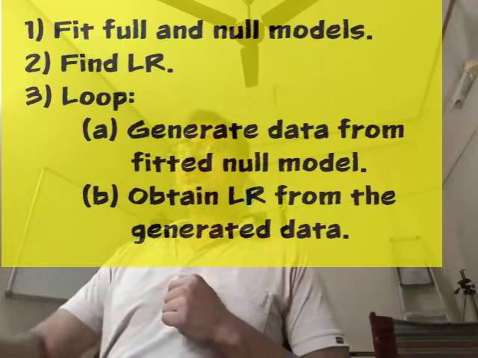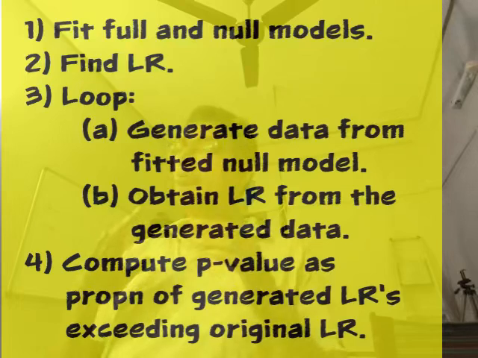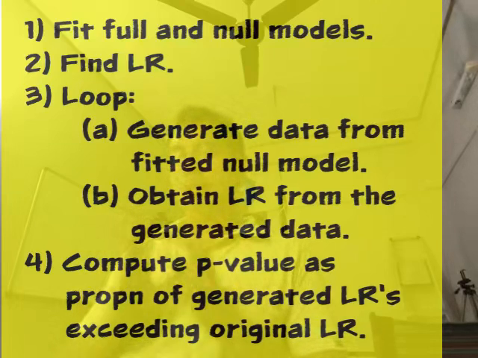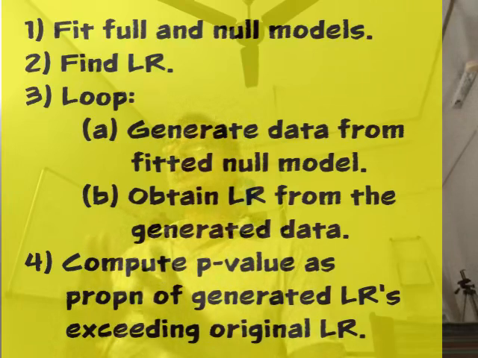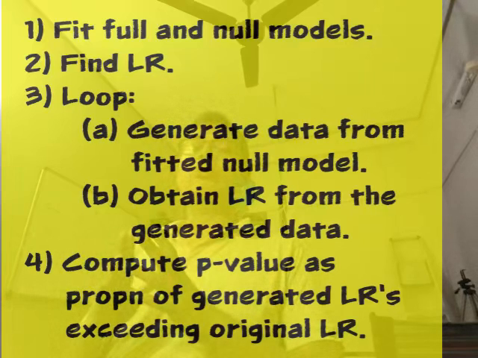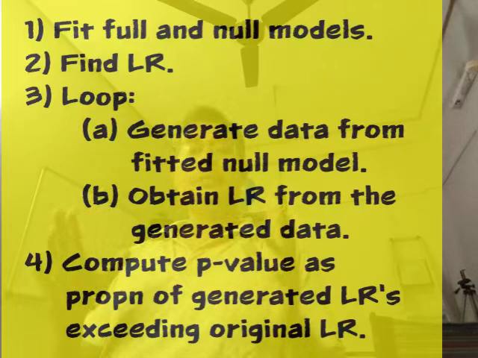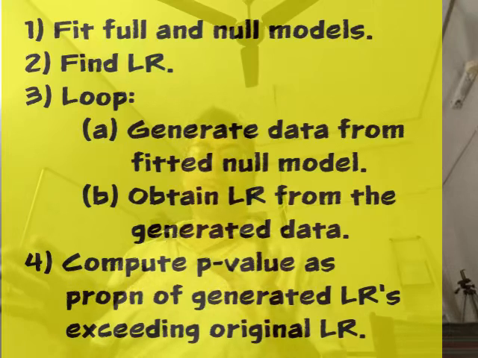Now what you do is you do step 4, which is basically compute the p-value as proportion of generated likelihood ratios that exceed the original likelihood ratio. So the 10,000 likelihood ratio values that you generated in step 3, they give you the behavior of the likelihood ratios under the null hypothesis.